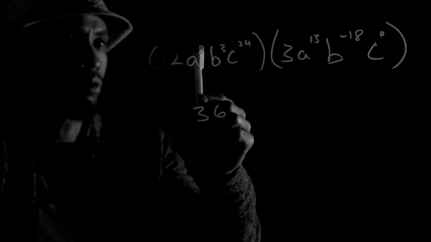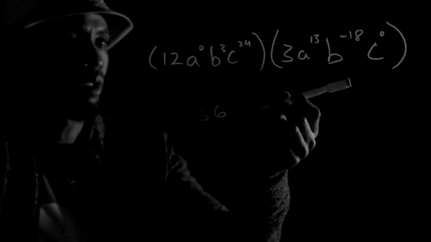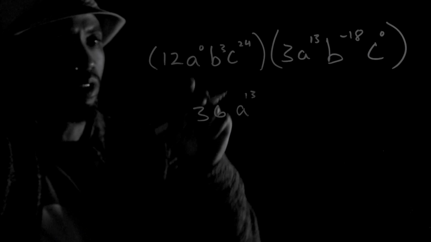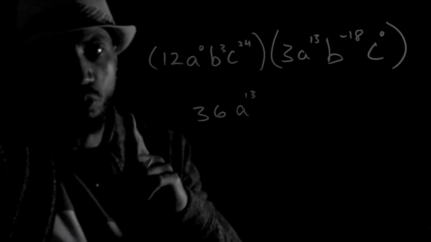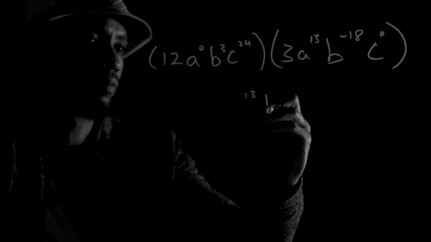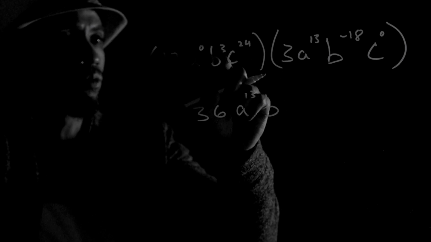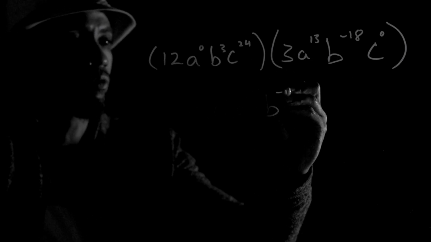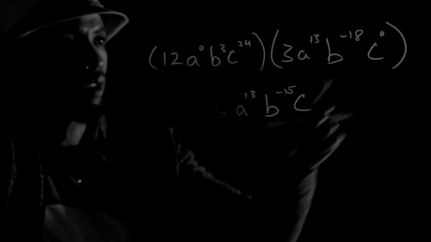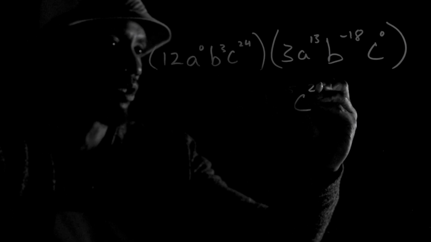Let's do the a's. This is a raised to the 0 power, so that's just 1. And that's a to the 13th. So a to the 13th, and 1 is just a to the 13th. Again, anything raised to the 0 power is 1. Okay, let's do the b's. All right, so that's multiplying. You are adding exponents, so 3 and a negative 18. That's negative 15. And now the c's. That's 24. That's c raised to the 0 power, so that's 1. So that stays the same as well. So c to the 24th.